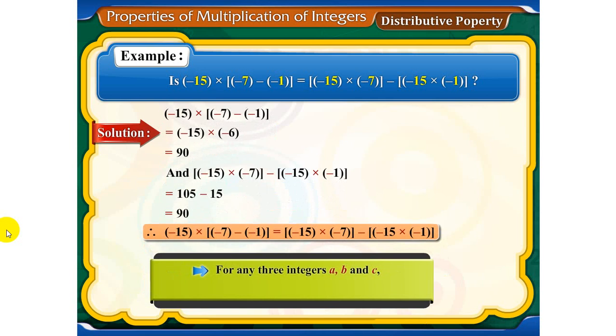In general, for any three integers a, b, and c, a multiplied by (b minus c) is equal to a multiplied by b minus a multiplied by c.